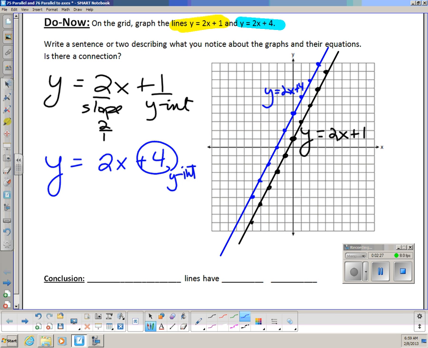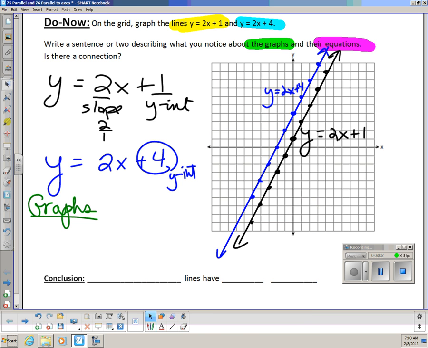Our question says, write a sentence describing what you notice about the graphs. So there's two parts to this: the graphs and their equations. Well, the graphs, if you notice, will never touch each other. No matter how far I go up or down, the graphs will never touch each other. And lines that don't touch each other are called parallel. So the lines are parallel.